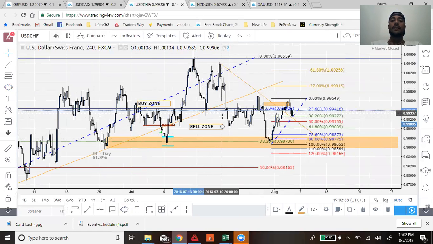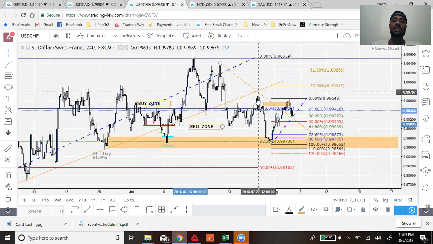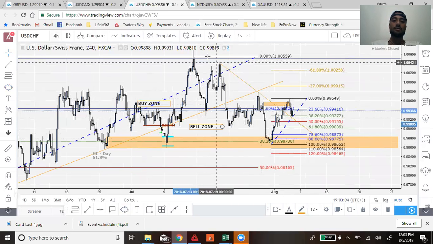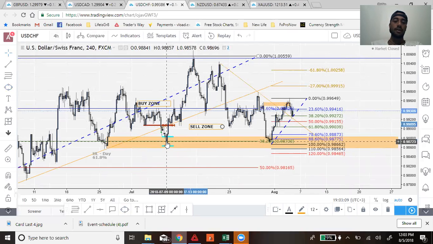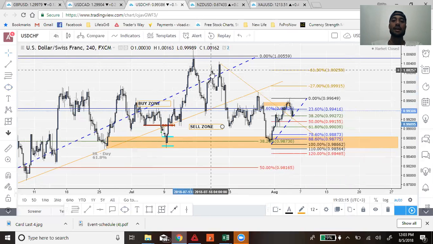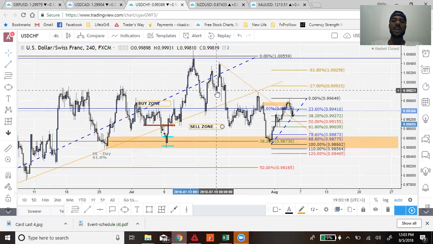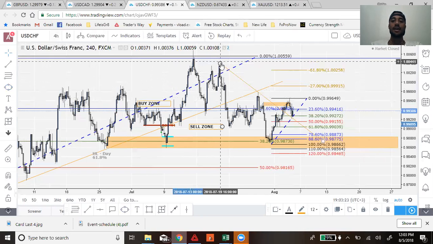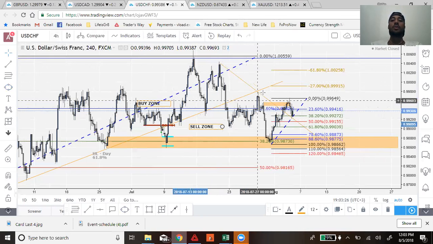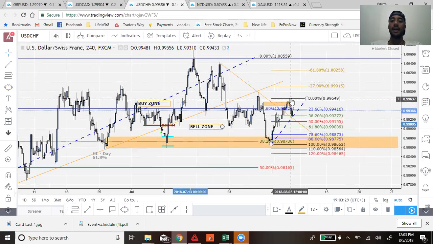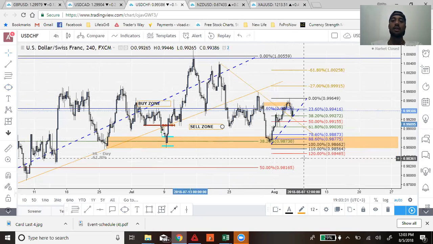Okay. We see a lower high forms here. You can call this a higher low, higher high, lower low, lower high, lower low, lower high, and what do you think? We expect a lower low to form.